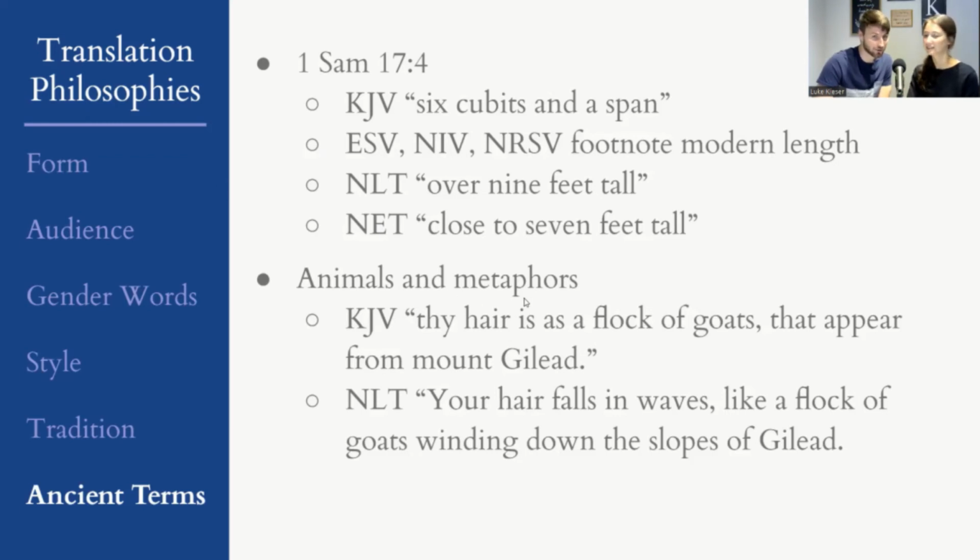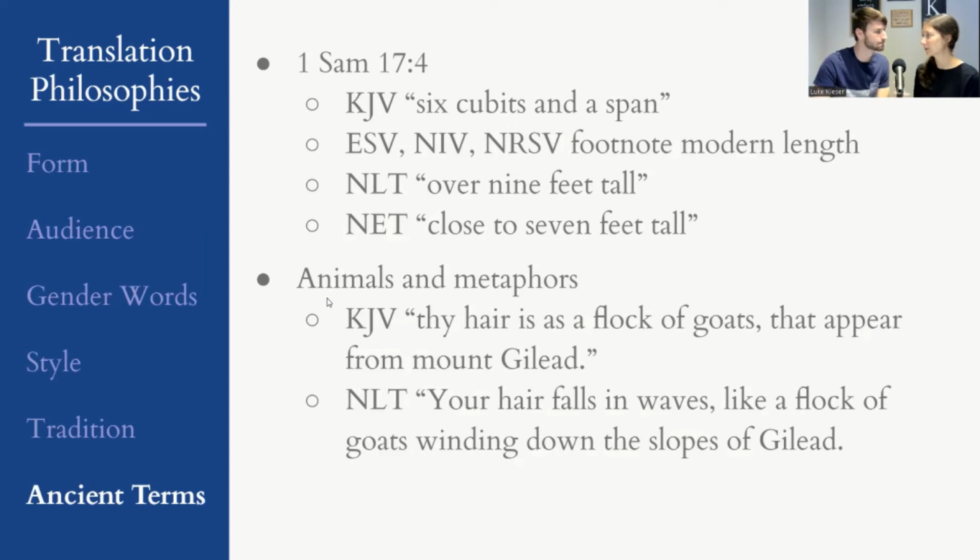Another one is metaphors. For example, in the Song of Solomon, the King James and other formal translations will read, "Thy hair is as a flock of goats." Honey, if you ever told me that, I don't know what I would do. So the NLT tries to clarify what it meant in Hebrew: "Your hair falls in waves like a flock of goats winding down the slopes of Gilead." Much smoother, and more understandable in English. There are many more little things here, but those are the major philosophical goal differences a translation committee has: who they're trying to reach and how they're trying to do their translation.